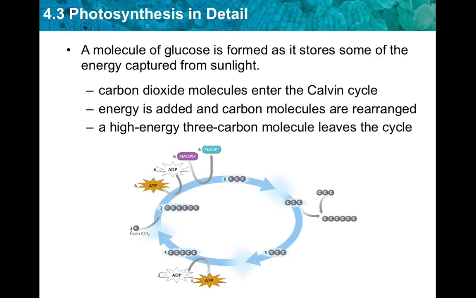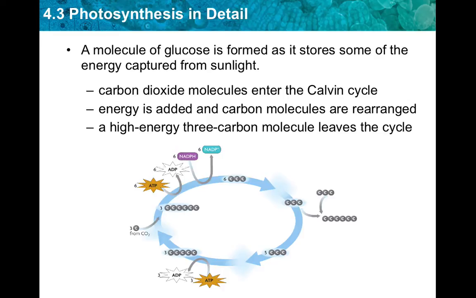Then the 3 carbon molecules exit. A high energy carbon molecule exits for every 3 CO2 molecules that enter. After two 3 carbon molecules have exited, they form one 6 carbon molecule, C6H12O6, which is also known as glucose.